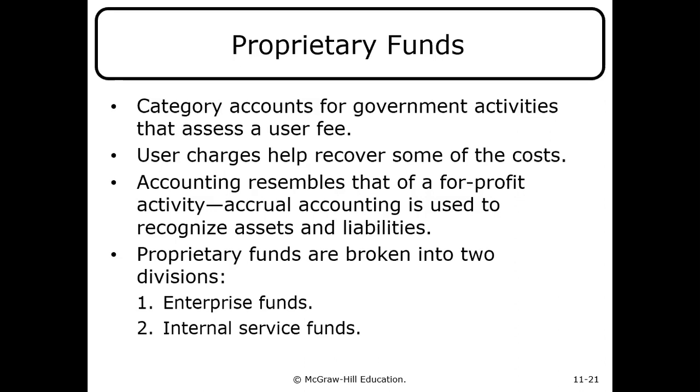Now, the next kind of classification are proprietary funds. Remember, these are a category of accounts for government activities that assess a user fee. And these really are like a business. So some examples could be the government bus system like Luzerne County Transportation Authority, or toll road, or their subway lines run by the government. The big thing here is that they assess the user of these services a fee. So the user charges help recover part of the cost.